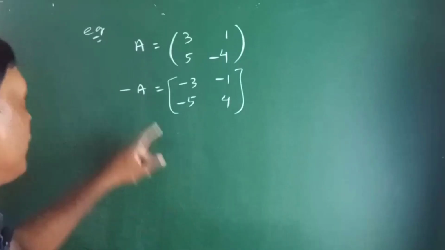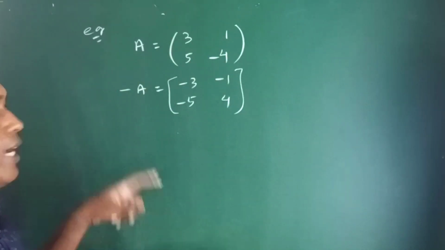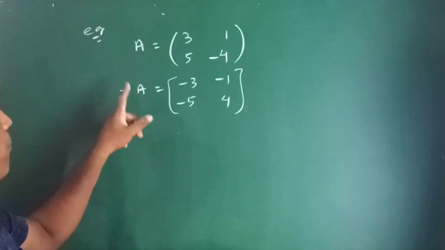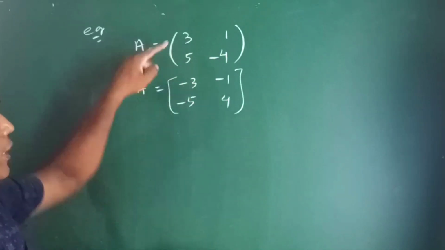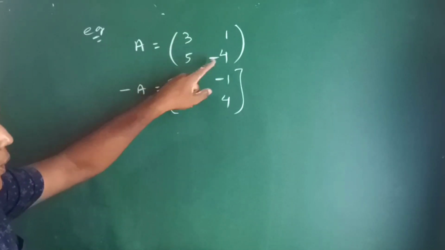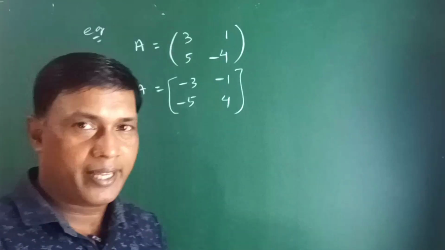that matrix. Now A is given as 3, 1, 5, minus 4, a matrix, and the negative of A is minus A. Minus A means you have to multiply minus 1 with all elements. This is minus 3, minus 1, minus 5, minus 1 into minus 4 is 4. So this is the negative of matrix A.